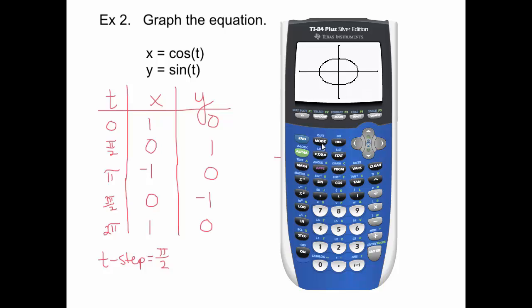All right, now before I move on, I just wanted to do one other thing, and that is to do, instead of a smaller t-step, a larger t-step. So we were doing pi over 2. What if we did pi? Interesting. We don't see a graph. But that should make sense because the only points that would show up are (1, 0) and (-1, 0). So it's really just a graph kind of riding that x-axis, right? So it's not that the calculator is broken, it's doing exactly what we're telling it to do.